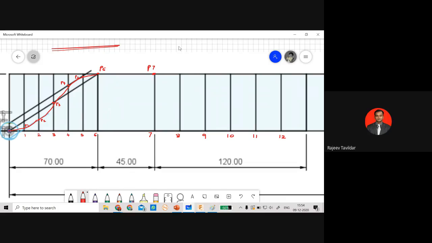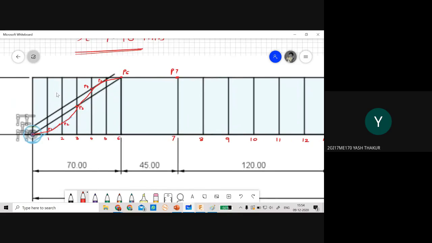Excuse me, sir. Yes. Sir, for the circle, we did numbering anti-clockwise. So what if we do it clockwise? The points will get reversed, right? For the cycloidal circle you are talking about, right?